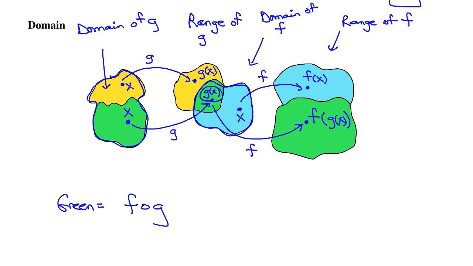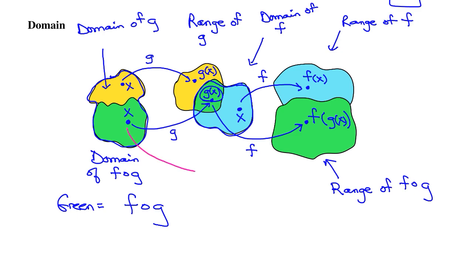So what's in this green section right here is the domain of the composition, f composed with g. We bypass the middle part and we go all the way over to the last green section here, and that becomes the range of the composition f composed with g. And really what we're looking for here is this mapping, the one that goes from x all the way over to f of g of x, and that's the f composed with g function.